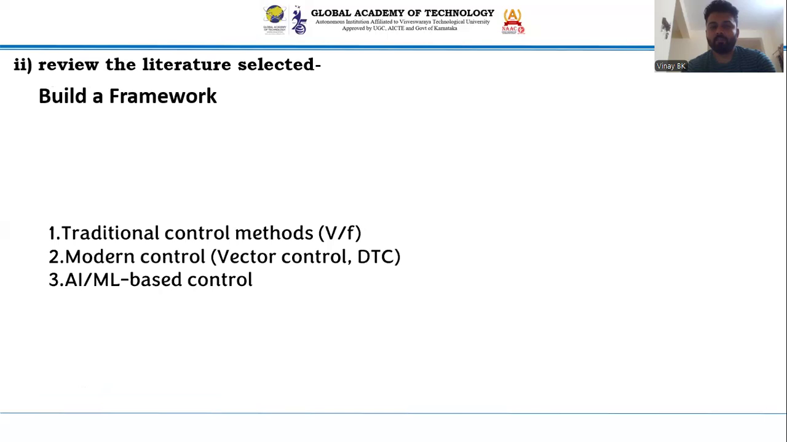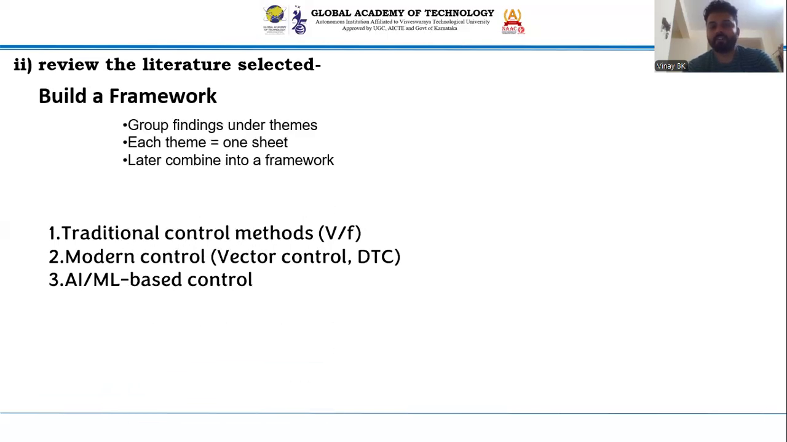So that builds a framework to review literature. How are we building the framework? You have a group of findings under your interested themes, and each theme is nothing but a set of papers. From each paper you should write a summary of what that paper represents in one sheet. Later you combine them into a framework.